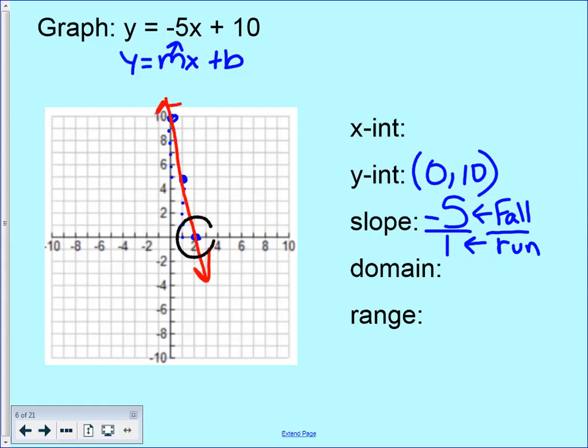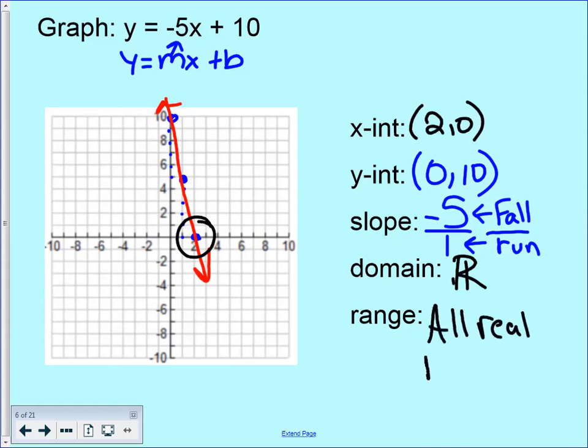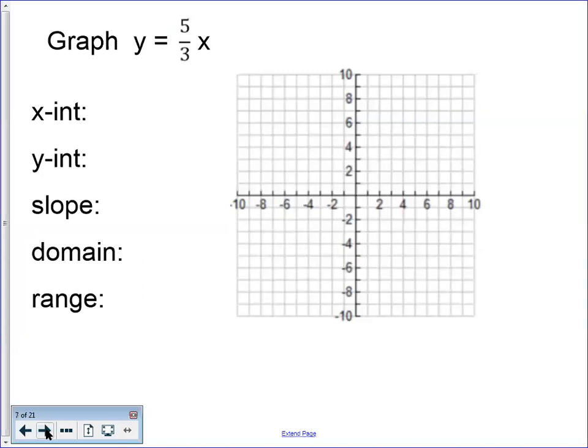Now I can identify that my x-intercept is 2, 0. My domain is still all real numbers. My range is all real numbers. All right, pause the video, see if you can do this one. All right, now you should be checking.